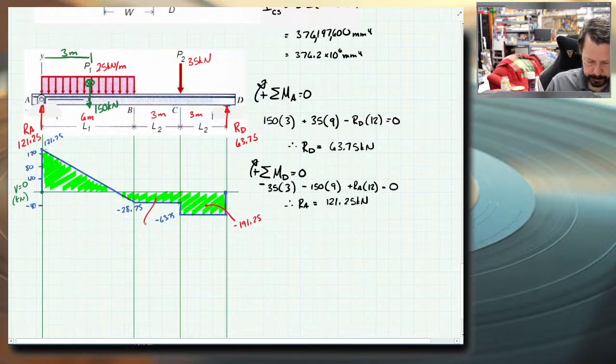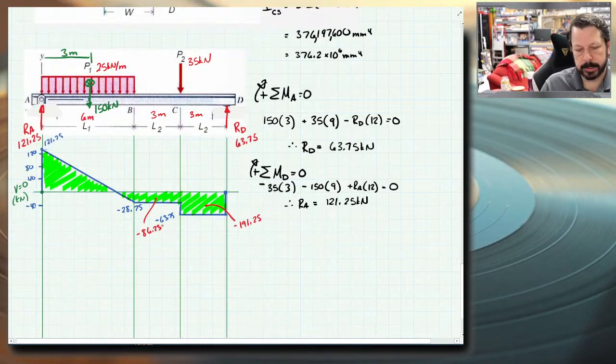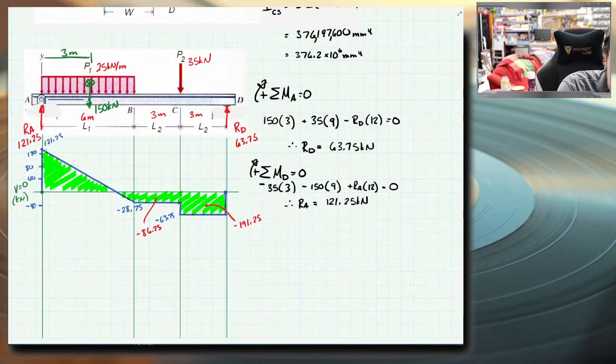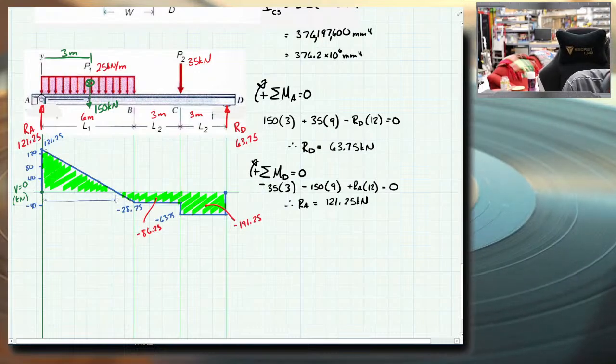This one, 28.75 times 3, negative 86.25. These are kilonewton meters, would be the units. The height of the shear is kilonewtons, and the base of the rectangle is meters. This one, I have to figure out what my dimensions are. So I've got to know what this and what this equal. X1 and X2, we'll say.